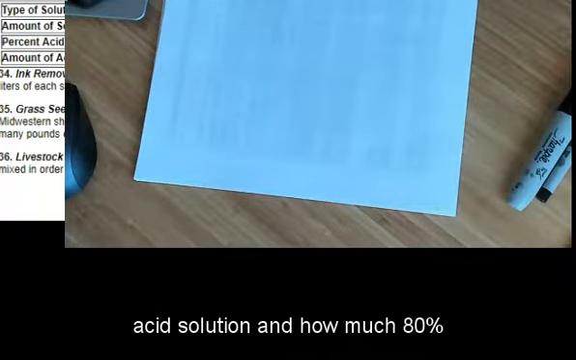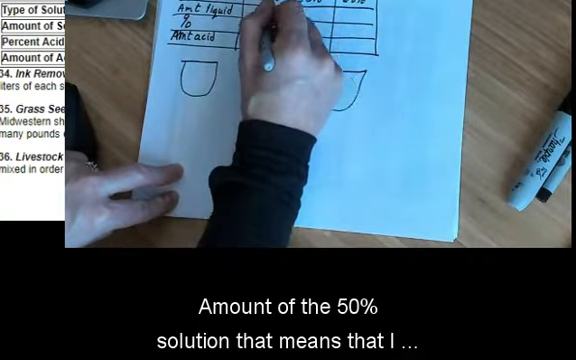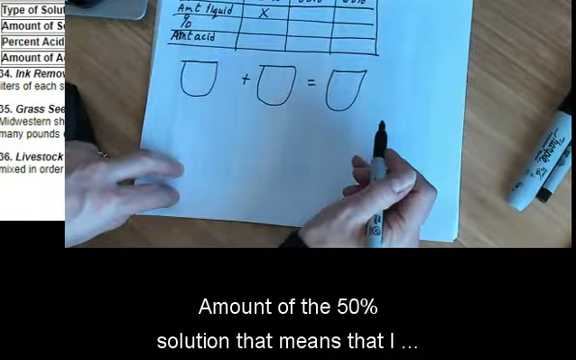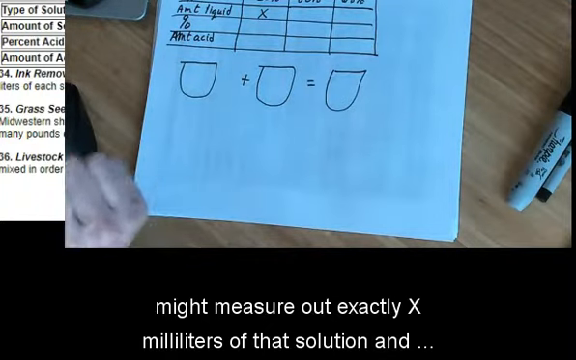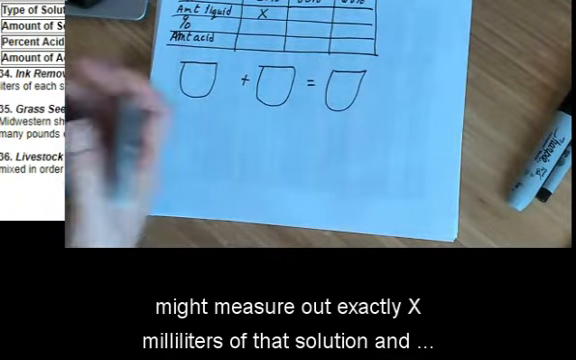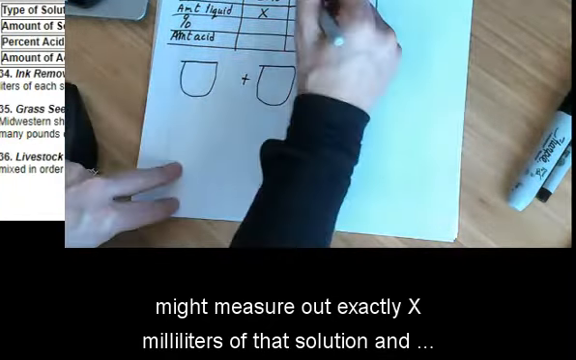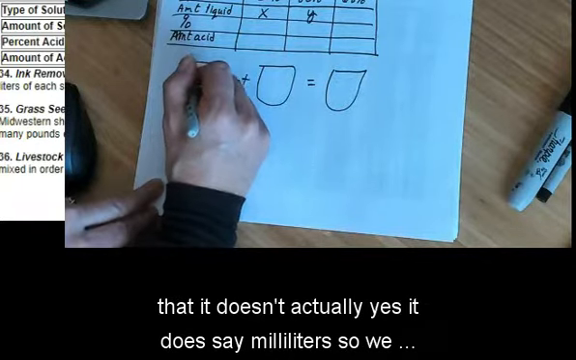So if we fill in the parts of the table that they've already given us, they want us to take x amount of the 50% solution. That means that I might measure out exactly x milliliters of that solution. And they want us to take y milliliters of the 80% solution. And when I mix those together, I should end up with 68% of the acid solution. So this is probably in milliliters or something like that. Yes, it does say milliliters.